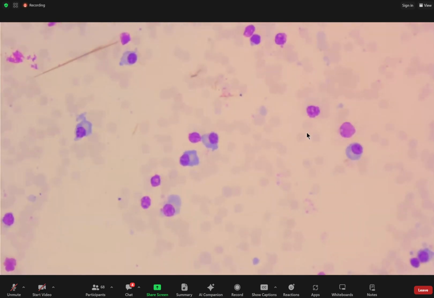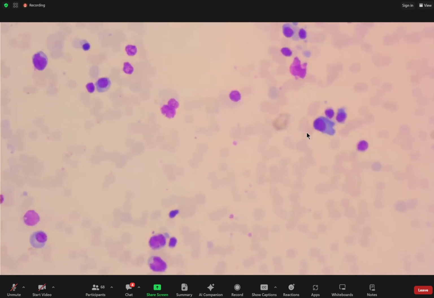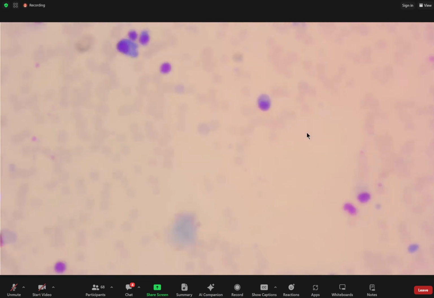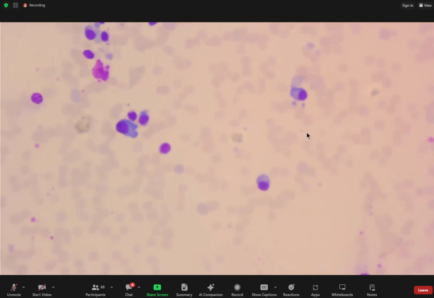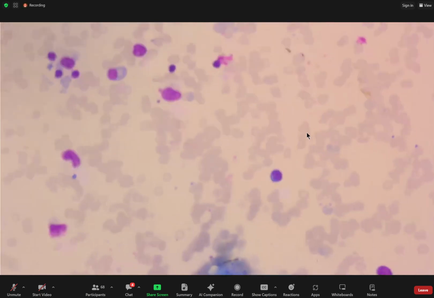So because there's a lot of plasma cells, just like the first case, I thought it was a multiple myeloma case. So what we did first was the IPT for plasma cells for multiple myeloma.